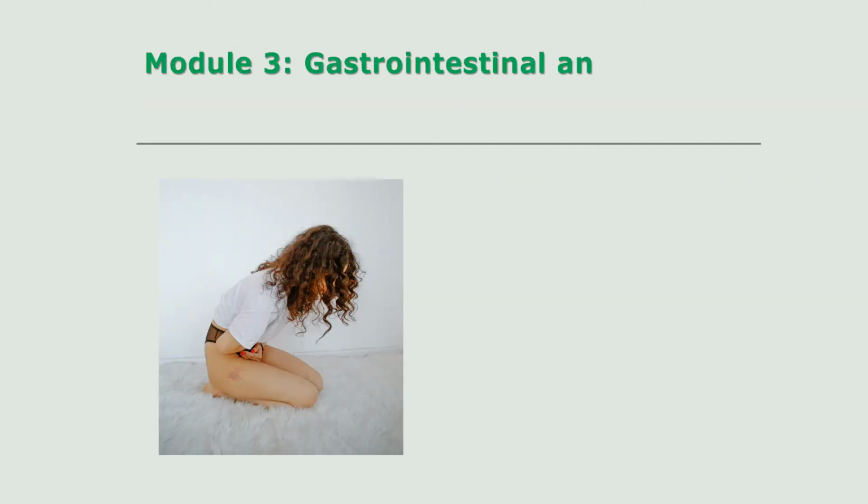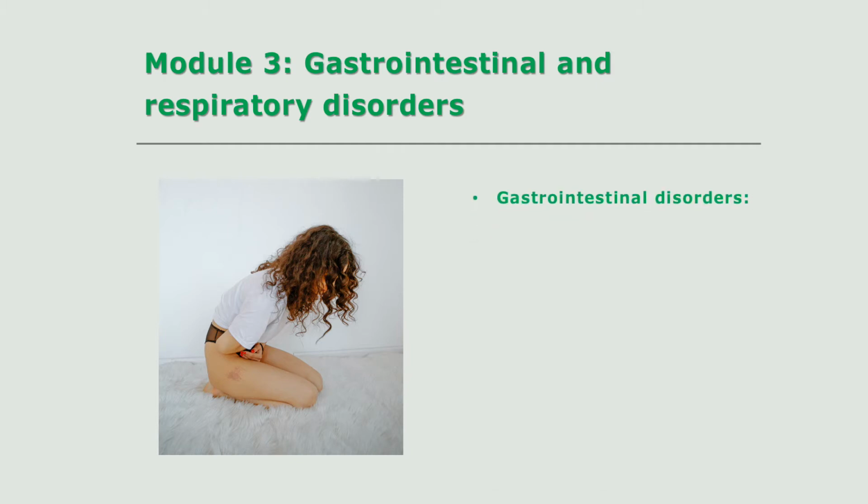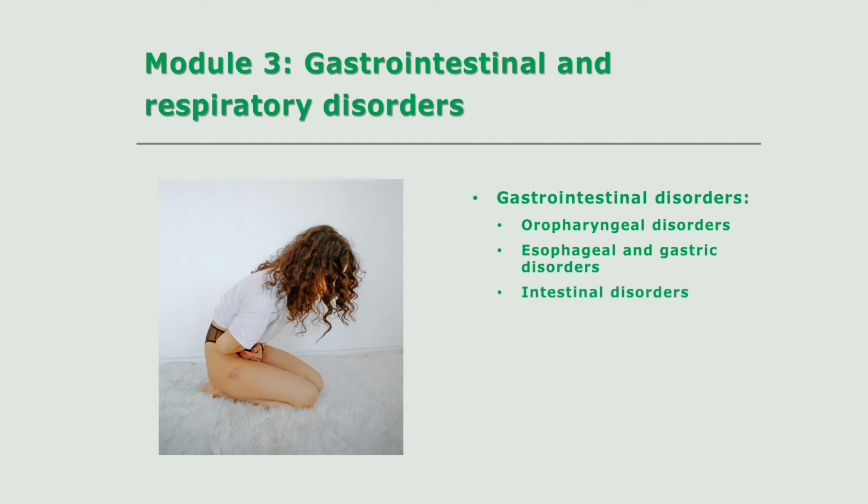In this module, one of the key takeaways is that patients who are diagnosed with gastrointestinal and respiratory disorders can suffer adverse drug outcomes from the use of psychotropic medications more than those without such disorders. Let us begin by highlighting the principal gastrointestinal and respiratory disorders associated with drug use: oropharyngeal disorders, esophageal disorders, gastric disorders, intestinal disorders, and liver disorders.